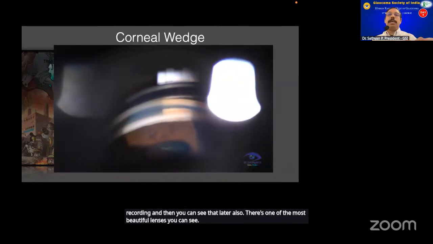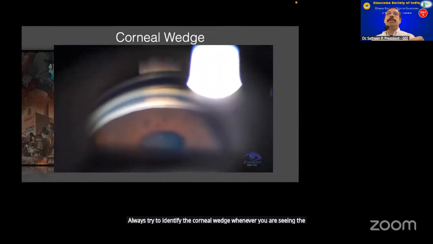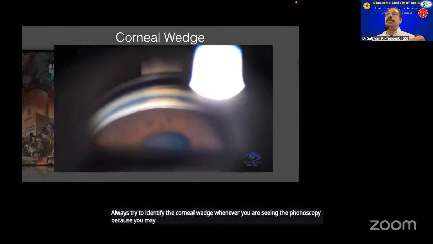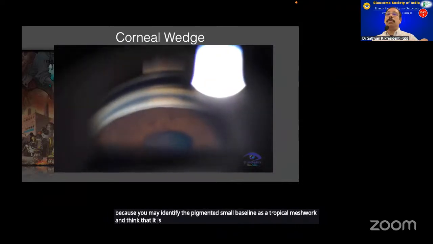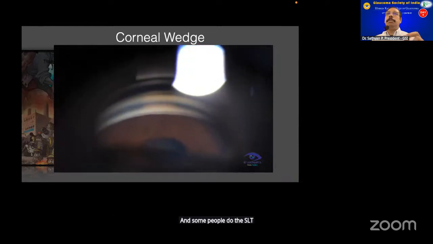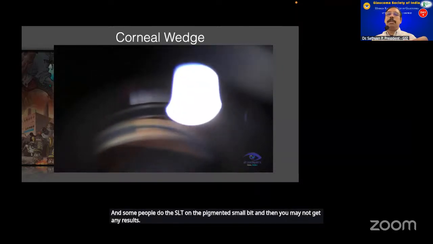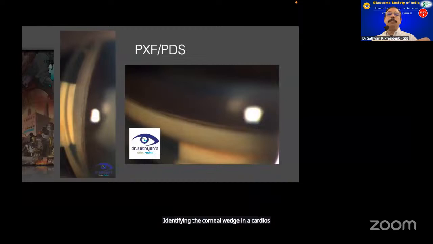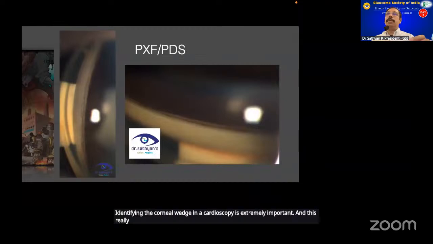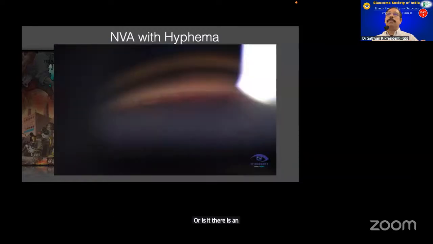Always try to identify the corneal wedge whenever you are doing gonioscopy, because you may identify the pigmented Schwalbe's line as a trabecular meshwork and think that it is going to be an open-angle glaucoma, which is not the truth. And some people do the SLT on the pigmented Schwalbe's line, and then you may not get any result. So identifying the corneal wedge in a gonioscopy is extremely important. And this really helps to identify whether it is a pseudoexfoliation glaucoma, or a pigmentary glaucoma, or whether there is angle neovascularization.